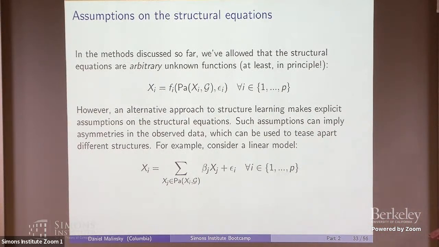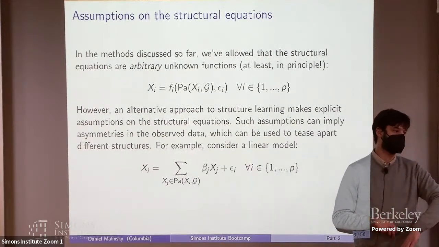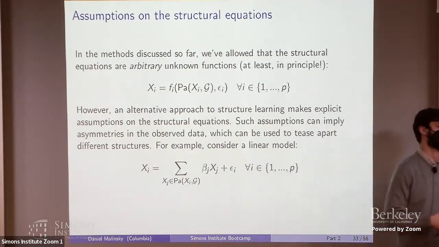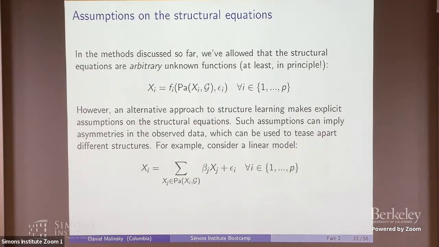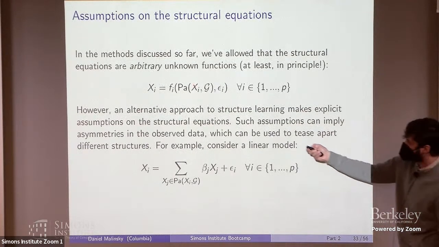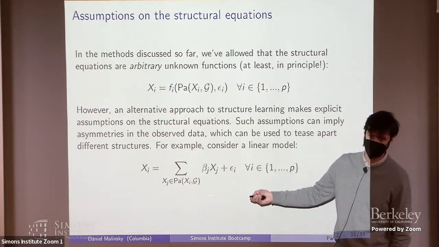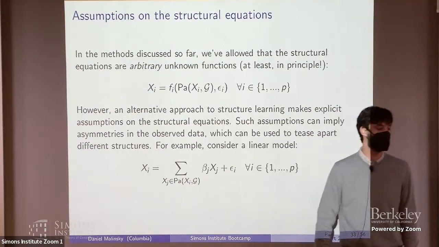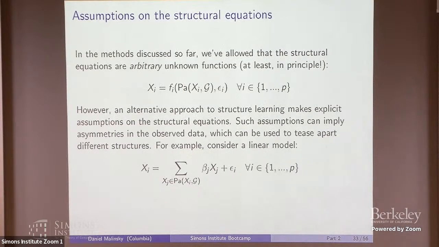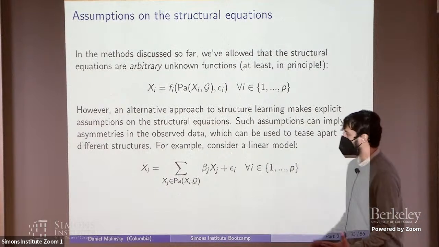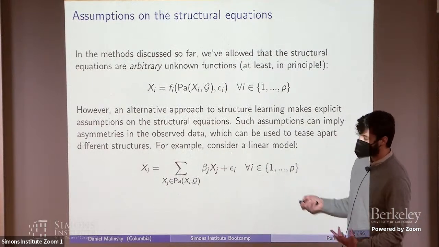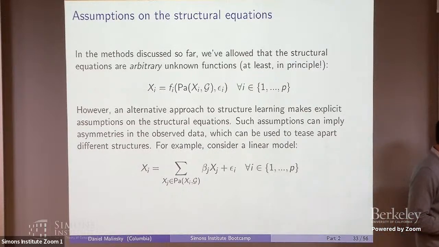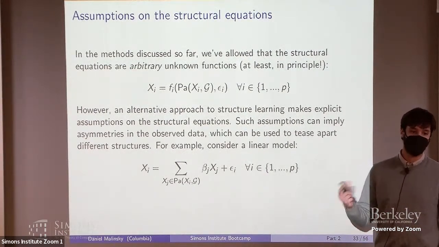A popular class of structural equation models that makes a much stronger set of assumptions is linear models. In a linear model, it's a special case where these Fs are just linear functions, linear combinations of the parents. The interesting thing about making parametric or semi-parametric assumptions about the functional forms is that these can induce a certain amount of asymmetry in the data that can be helpful for causal discovery.